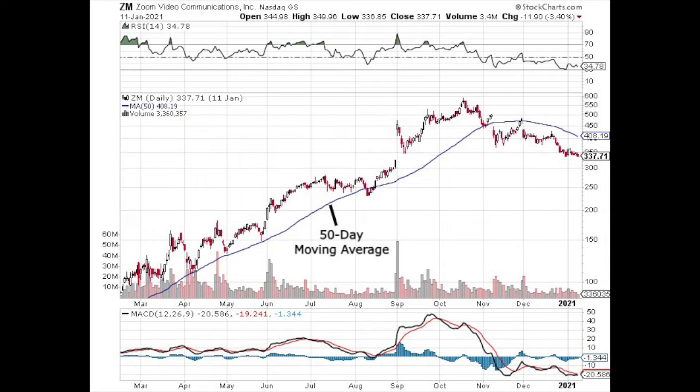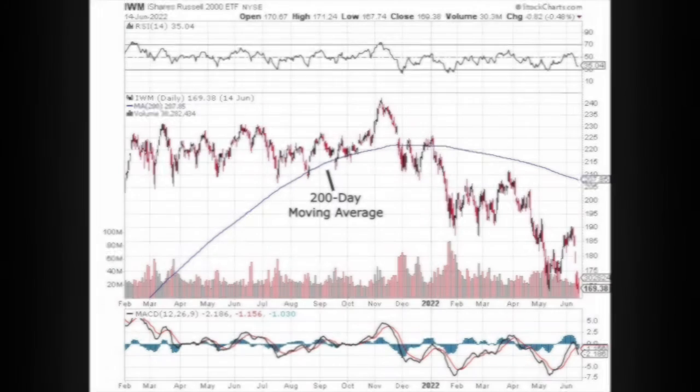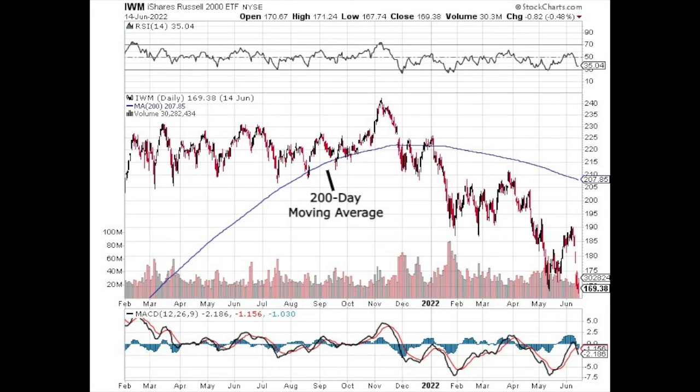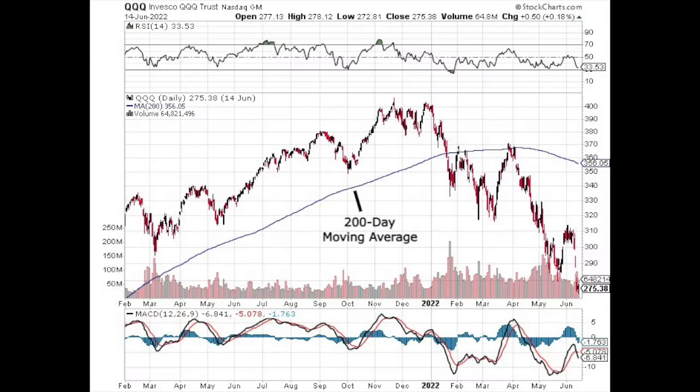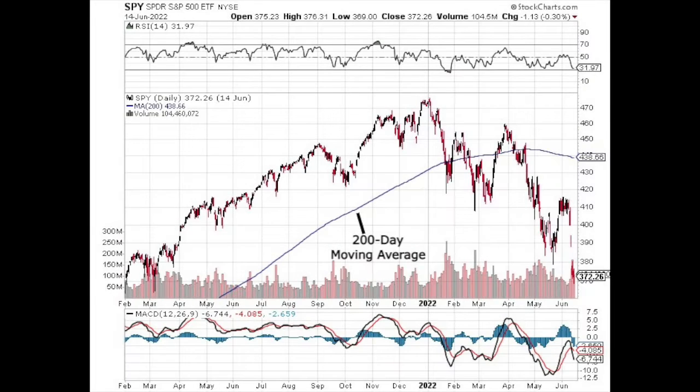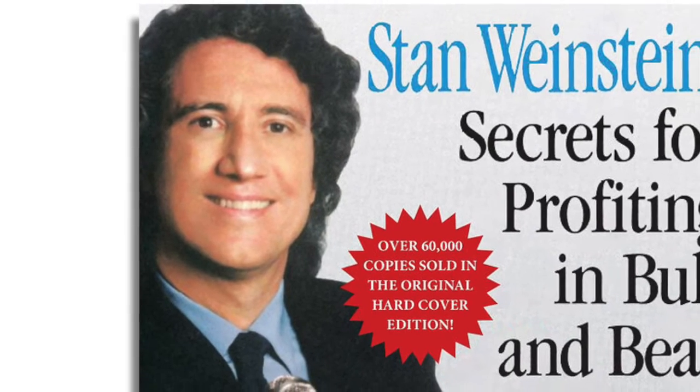For a longer term view, I like to use the 200-day moving average, which is often thought of as the line in the sand for the bull market. When an index falls below the 200-day moving average, that can be a sign of major trouble ahead, especially after a prolonged uptrend.